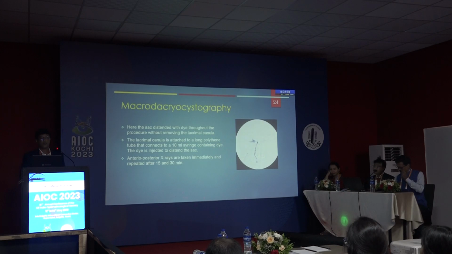In macro dacryocystography, the sac is kept distended with dye throughout the procedure without removing the lacrimal cannula. The cannula is attached to a long polythene tube connected to a 10 ml syringe containing the dye. Dye is injected to distend the sac. Anteroposterior X-rays are taken immediately and repeated at 15 to 30 minutes.